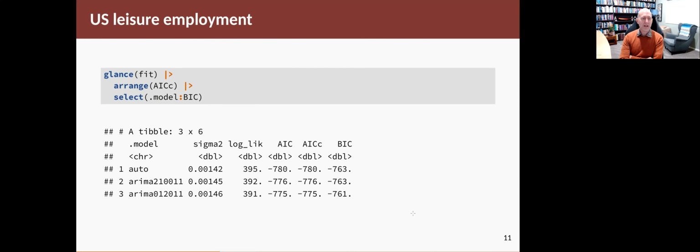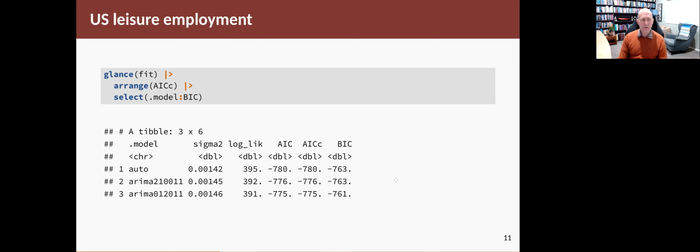Then we can have a look to see how well these models fit. And you can see that the automatically chosen one does quite a bit better. Minus 780 is better than minus 776. And that model is slightly better than the other one at minus 775.